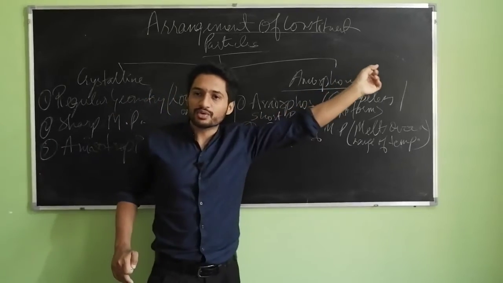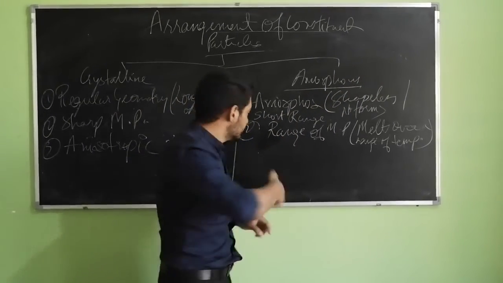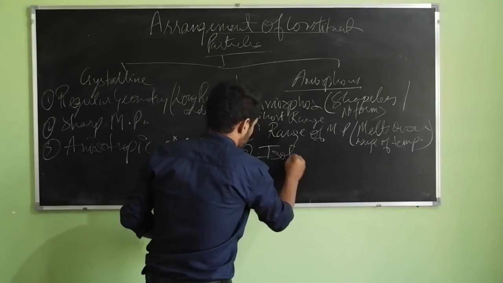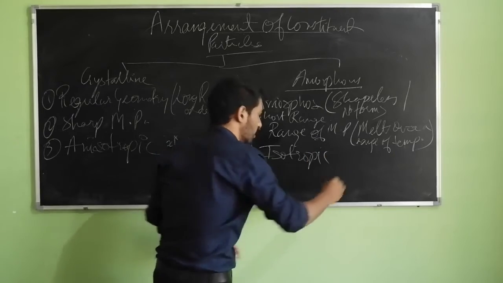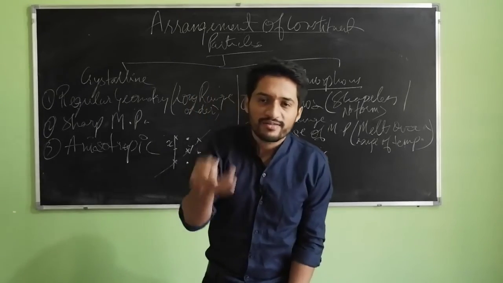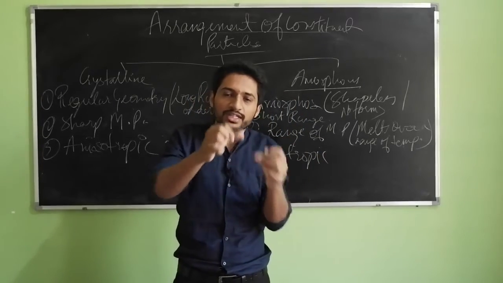But what happens in case of amorphous solids? There is no regular geometry. So what happens due to that? Since there is no regular geometry, they are isotropic. That is, if you measure physical properties like resistivity or refractive index, they give me the same value. Why? Because they don't have a specific order.